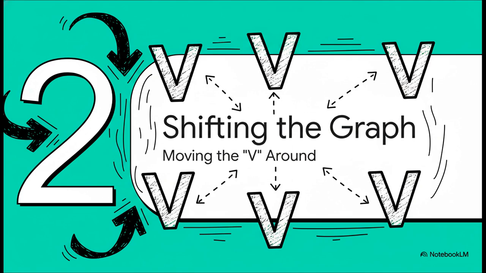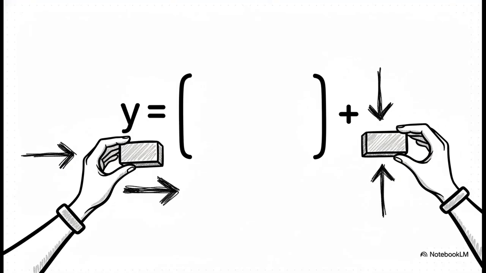Okay, so we've got our basic V down. Now for the fun part. Let's start moving it. This section is all about shifting that entire graph up, down, left, or right without actually changing its shape at all. And the most important thing to get here is where the change is happening. If you add or subtract a number inside those absolute value bars, you're going to get a horizontal shift, left or right. But if you do it outside the bars, you're going to get a vertical shift, up or down. Let's see what that actually looks like.